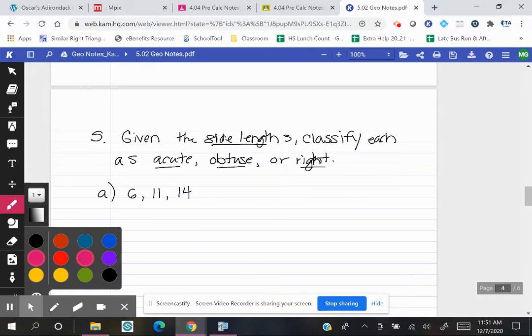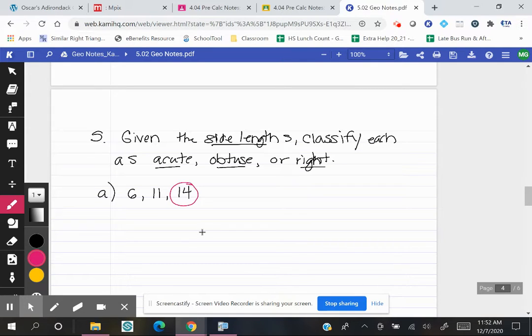All right, so first, what I would have you do is to decide which one is the longest side. And I'm going to circle that. So that's 14. So now I'm going to use my theorem. So I'm going to take 14 squared and I'm going to leave just an empty box. Again, I want you to write the 14, the biggest side, first, so on the left side. And then on the right side, I'll take my other 2 sides, add them, and square them.